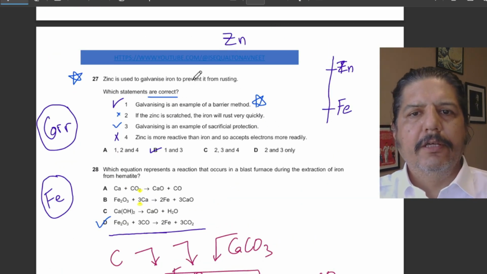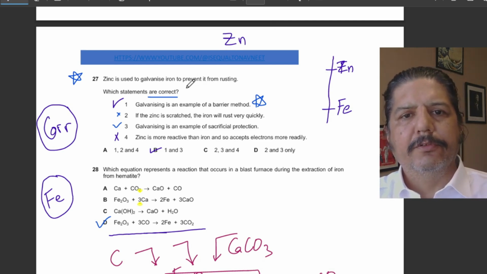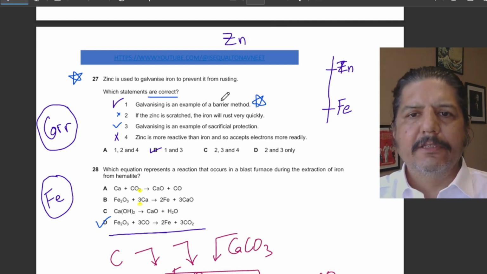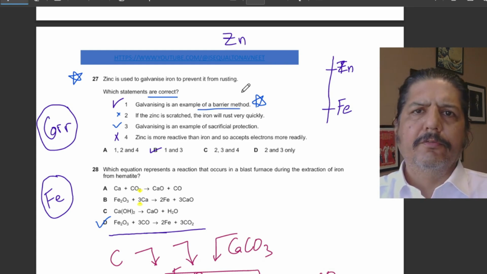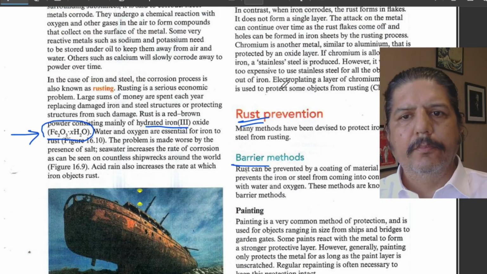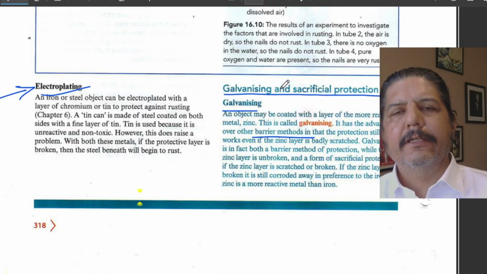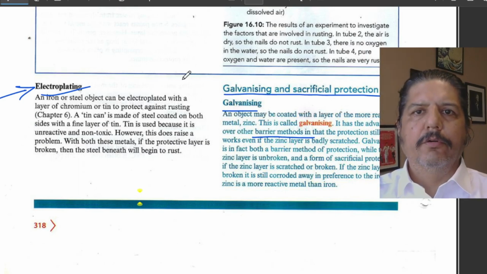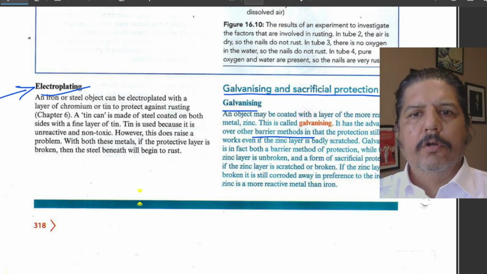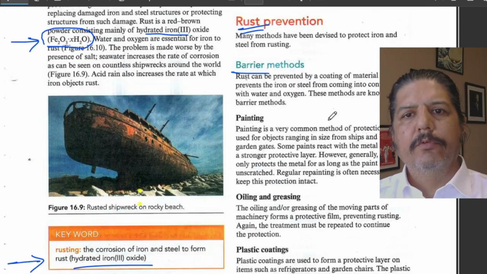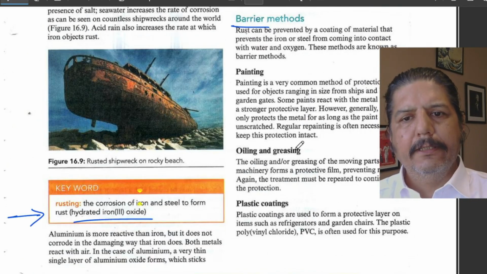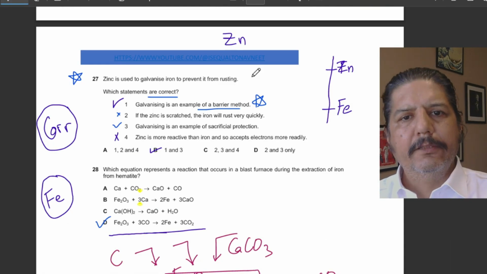Zinc is used to galvanize iron to prevent it from rusting. Which statements are correct? Galvanizing is an example of barrier method. Of course, it is a barrier method, because, as I told you before we started this topic, galvanizing covers the iron with a coating of zinc. For barrier methods we can also use painting, oil and greasing, plastic coatings, and zinc also.